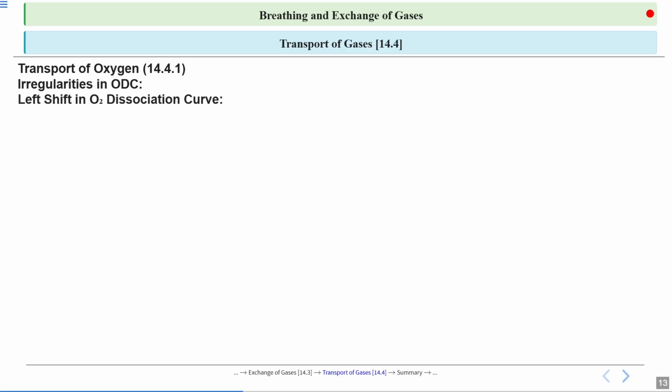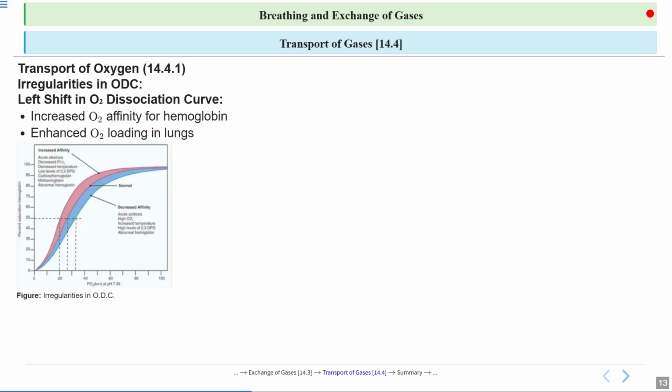Now, transport of oxygen, there are some irregularities in the ODC, the oxygen dissociation curve. Left shift in the O2 dissociation curve means increased O2 affinity for the hemoglobin and enhanced O2 loading in the lungs. So here you can see the midline, that is showing the normal condition, but sometimes this line can shift to this side, the right side, and sometimes it shifts to the left side, right? So what are the conditions?